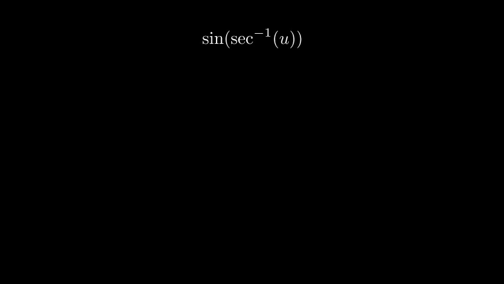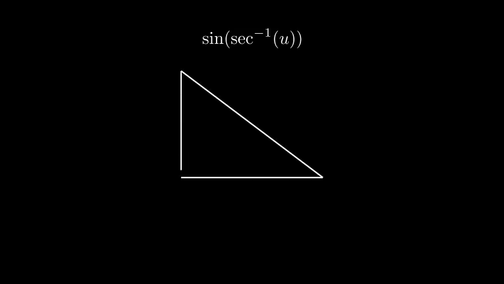Let's solve for sine of inverse secant of u, or sin sec⁻¹ u. This is a complex expression that we can break down step by step using trigonometric identities. Let's start by drawing a right triangle to help us visualize this.